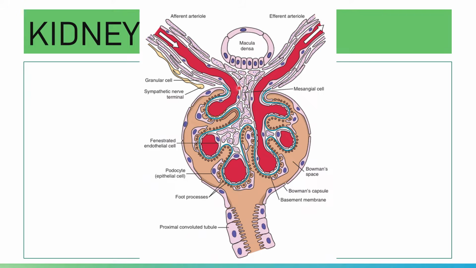Again, the connective tissue component of the afferent arteriole does not enter the Bowman space. Take a look at this. They do not enter the Bowman space. Instead, they are replaced by a specialized cell known as mesangial cells. So the cells here are mesangial cells.